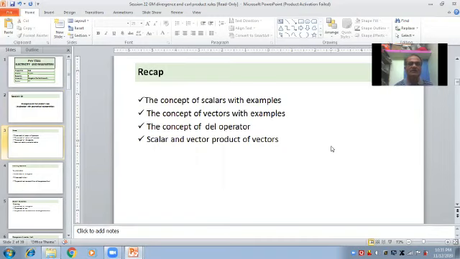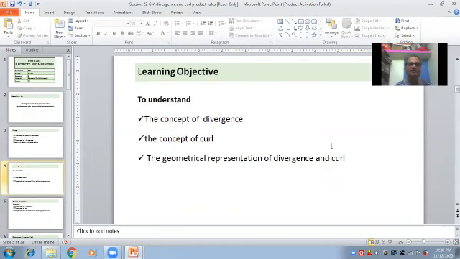And recap. In the last session we studied the concept of scalars with examples, and also understood what vectors are, the concept of the del operator, and the scalar and vector products. So in this class we are going to study mainly the concept of the divergence and the concept of the curl and how they are represented geometrically.